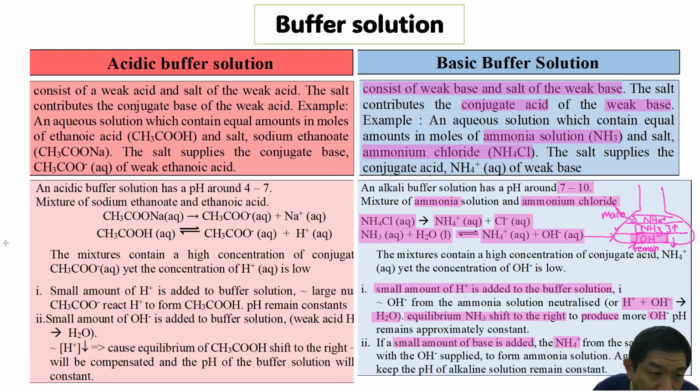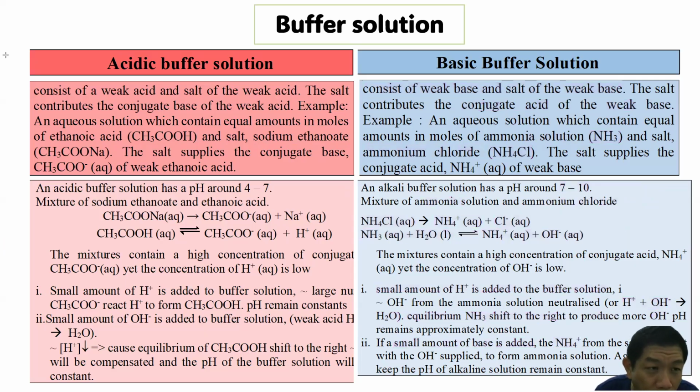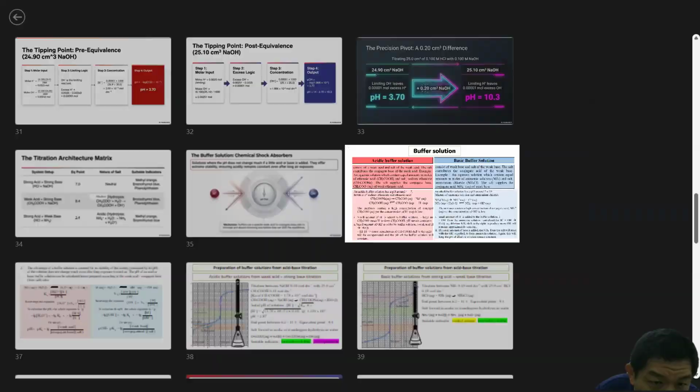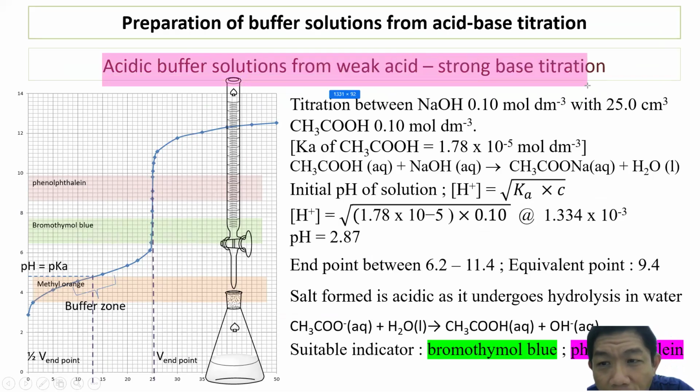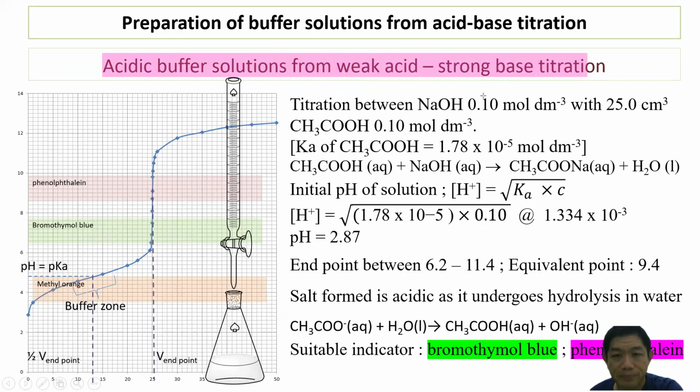Acidic and basic buffer solutions can also be produced when you are doing a titration. So let's have a look at how acidic and basic buffer solutions can be produced during titration. An acidic buffer solution can be produced in a weak acid and strong base titration.